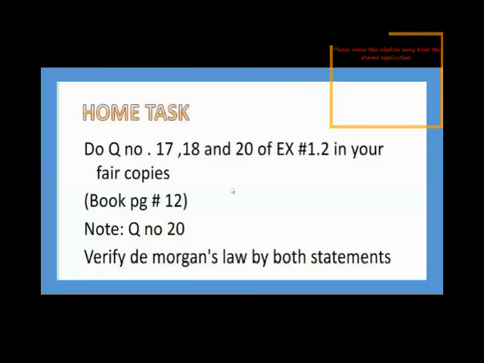Now it's time for home task. Do question number 17, 18 and 20 of exercise number 1.2 in your fair copies. This is given on book page number 12. Note question number 20: verify De Morgan laws by both statements. This is a complete question in which both conditions are given. So you will do both conditions properly in your copy.